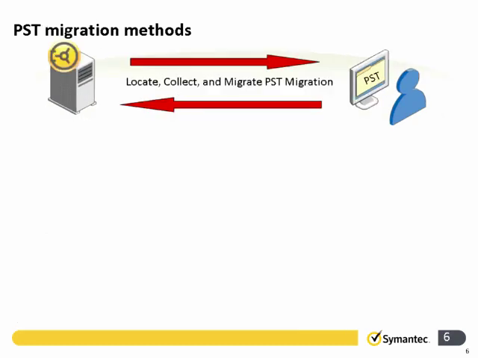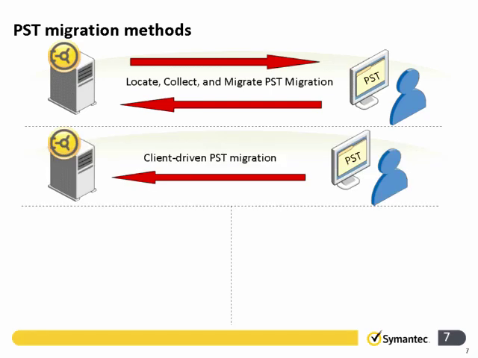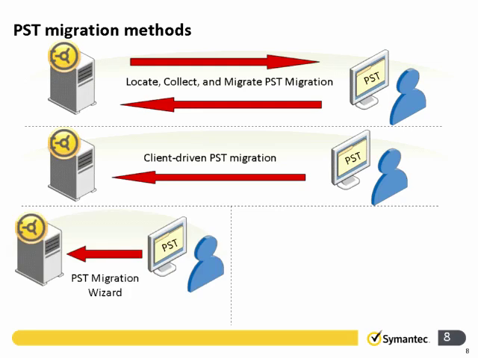The main methods that we support in the Enterprise Vault infrastructure for doing the PST migrations, the first one is called the Locate, Collect, and Migrate PST migration, and that's going to be one of the ones that we're going to cover in this particular lesson. We also have the client-driven PST migration, and as the name implies, this allows the clients that have been configured to initiate the PST migration. And then we have the PST Migration Wizard. We will not be covering the detailed steps of the PST Migration Wizard in this particular lesson. We will be talking about times when you would want to use the PST Migration Wizard, however.